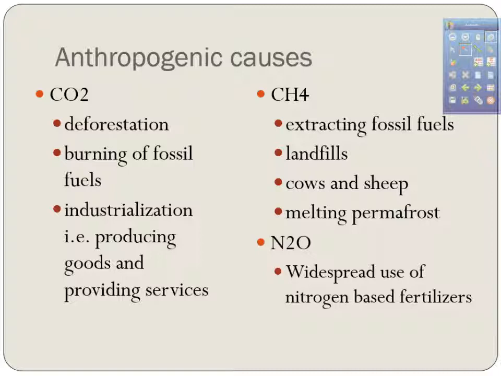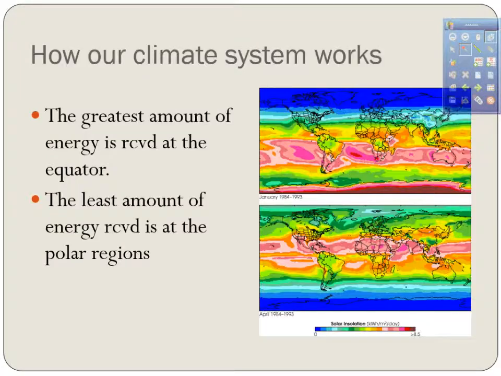The CH4 comes from the mining of the fossil fuels, and landfills, where stuff decomposes and adds that methane. Increased agriculture, cows and sheep, as they poop, you're getting that. And then the melting permafrost, you're releasing that stored CH4, that stored methane. The nitrogen oxide is the fertilizer base, pretty much.